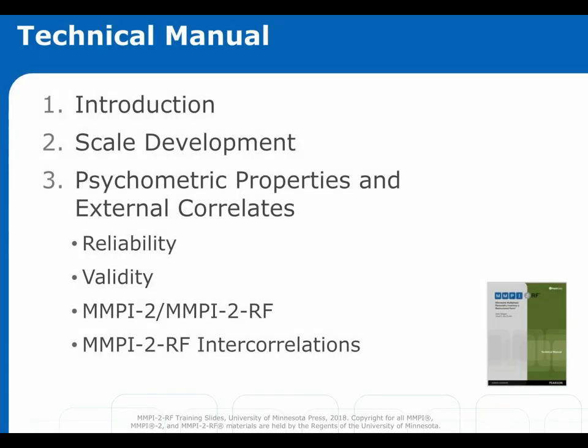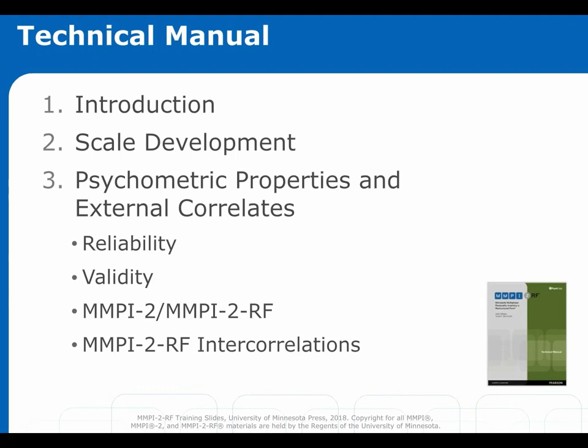To be more specific about the types of information presented in the technical manual, it begins with an introduction which provides information about what led to the development of the restructured form. Chapter 2 describes the scale development methods that were followed in constructing the MMPI-2 RF scales. Chapter 3 documents psychometric evidence supporting the use of MMPI-2 RF scales and includes summaries of some of the information provided in the appendices of this manual.